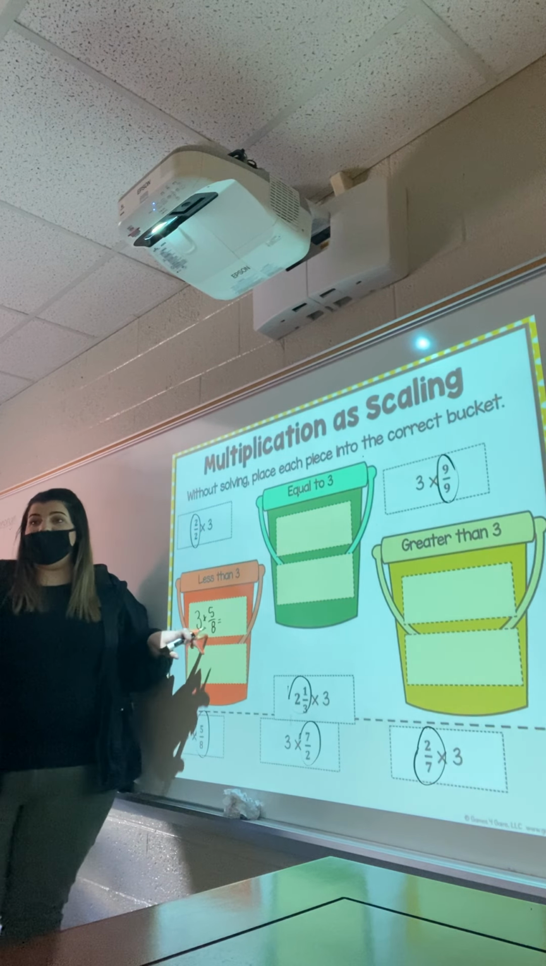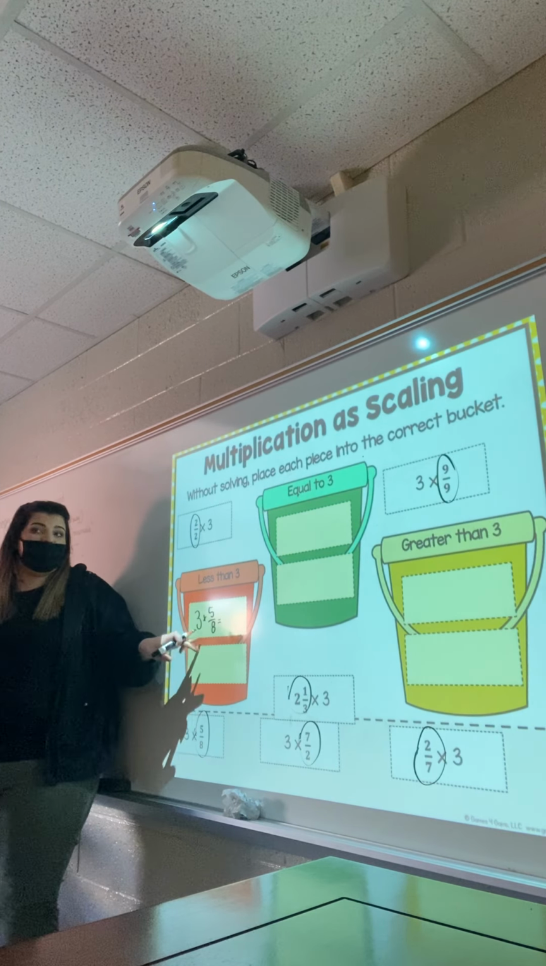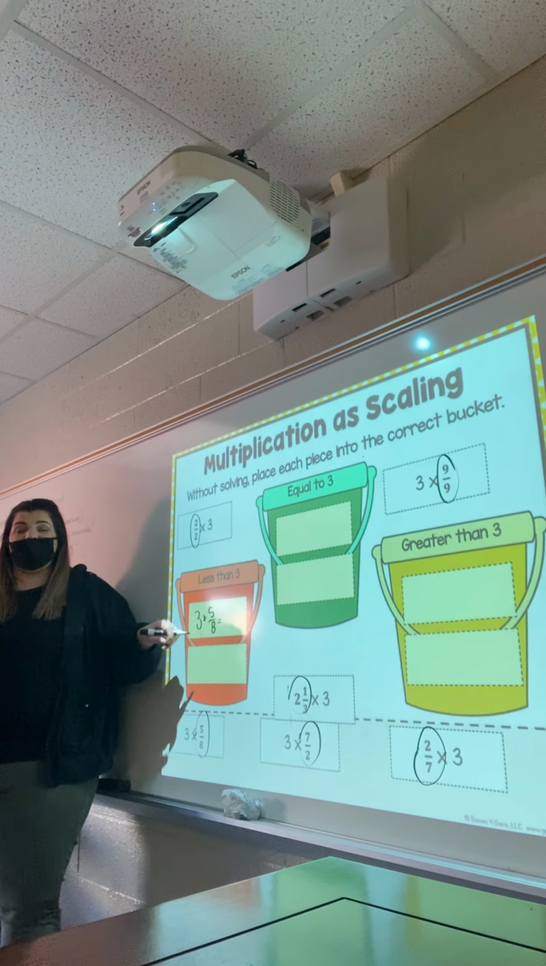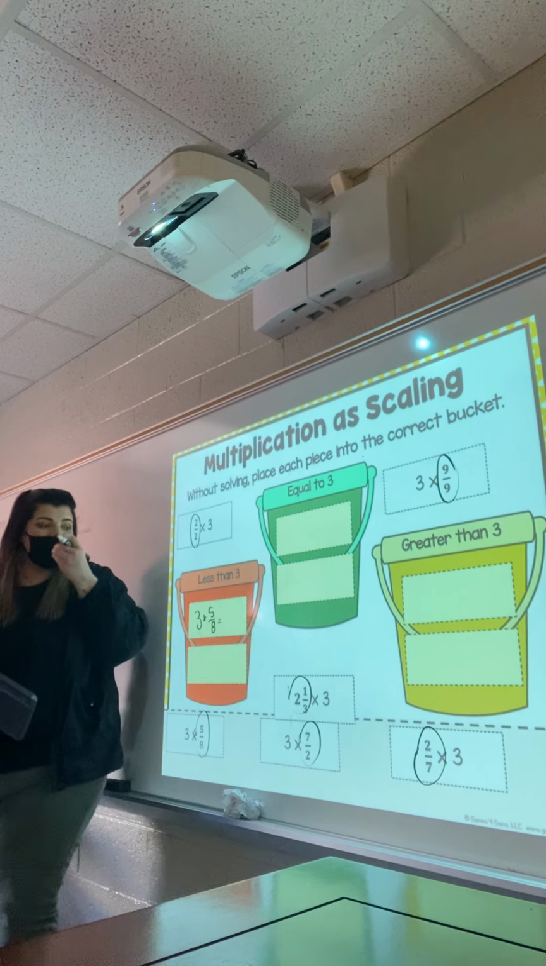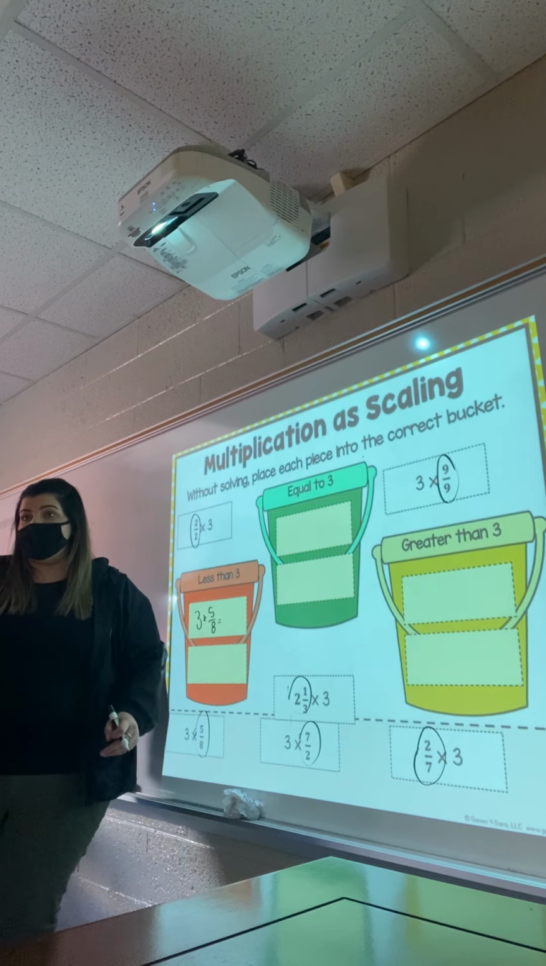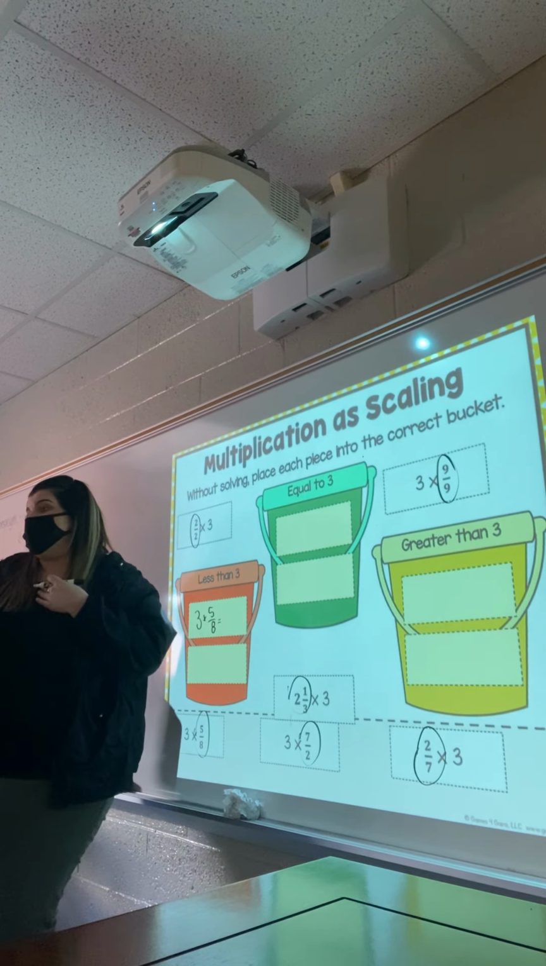Yes. And it's not an improper fraction, and it's not a mixed number. It's a fraction because we only have 5 eighths. So we only have part of it, right? So when we multiply those together, we're going to get something less than 3. We don't have to solve for it because our rule tells us that once we multiply by something less than 1, it's going to give us an answer that's less than 3. So we know that it's going to be less than 3.